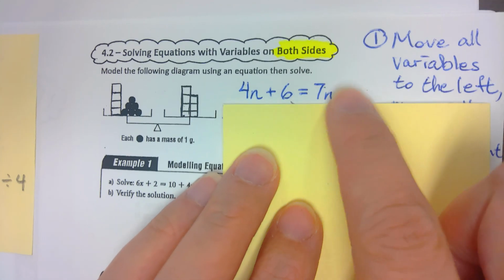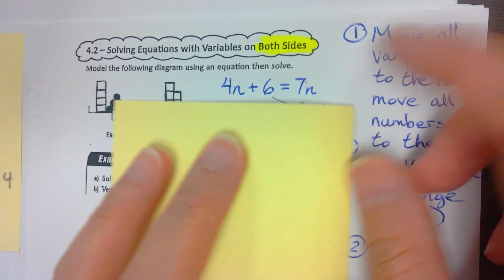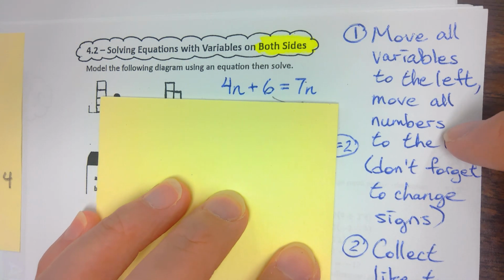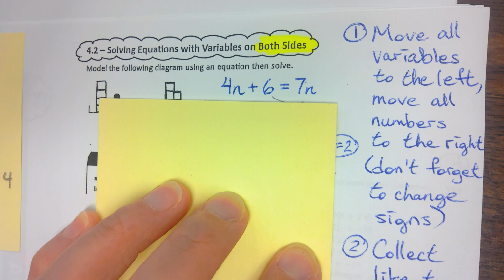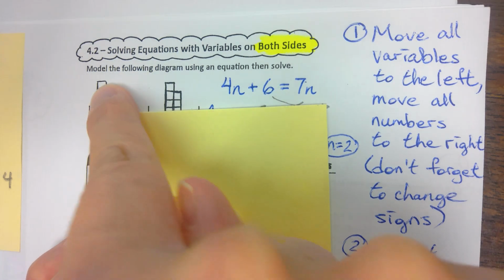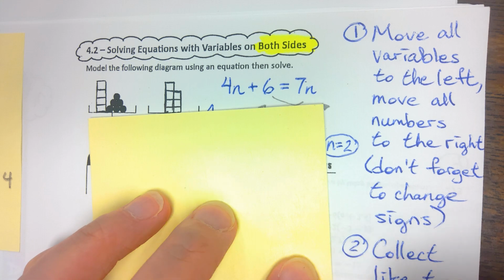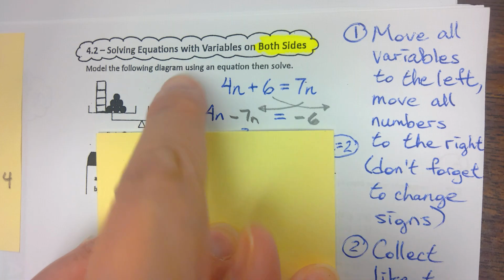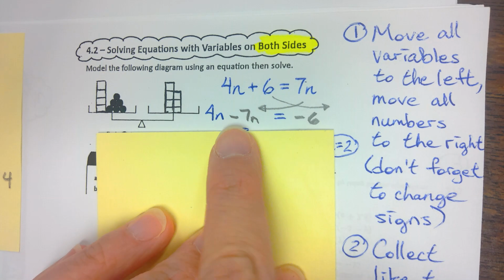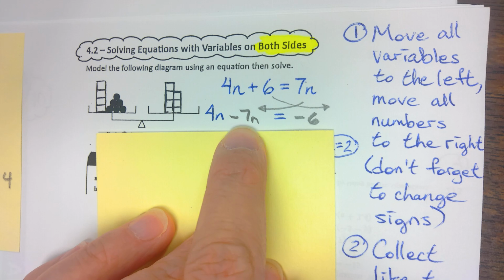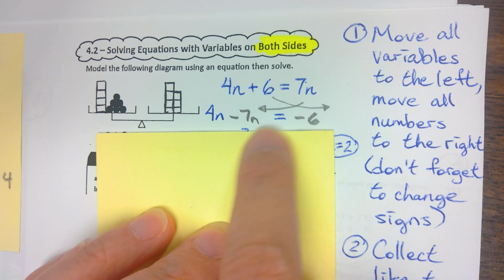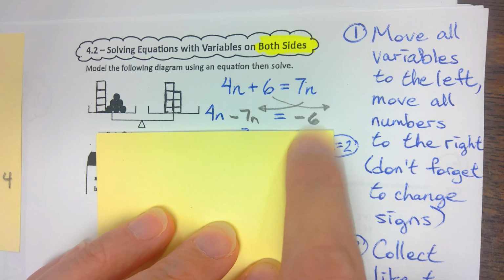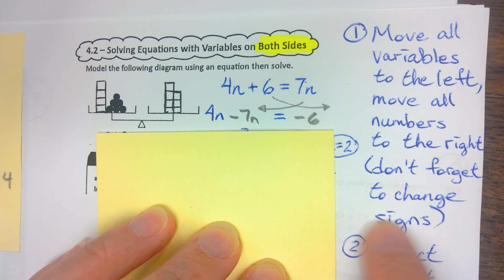So when you have variables on both sides, what you want to do is the following steps. You can move all the variables to the left and move all the numbers to the right. But if I just throw 7 blocks over to the other side, it's not going to make it balanced, right? So don't forget to change signs when you do this. When you put the blocks over, you have to do the opposite. So 7n, opposite of 7n, negative 7n. Opposite of 6, minus 6. Right? So don't forget to change signs.